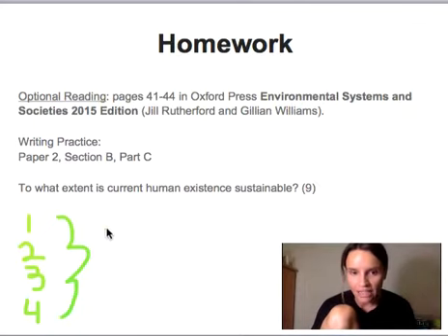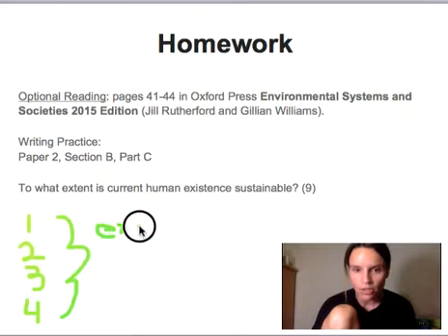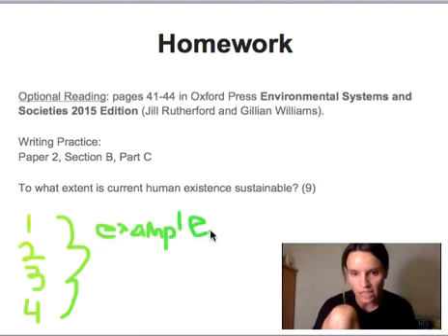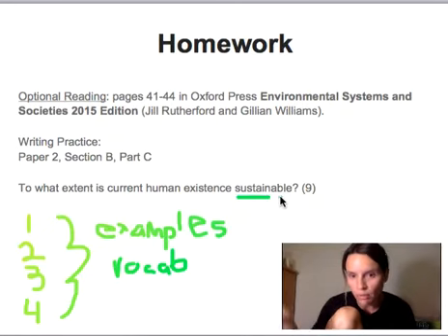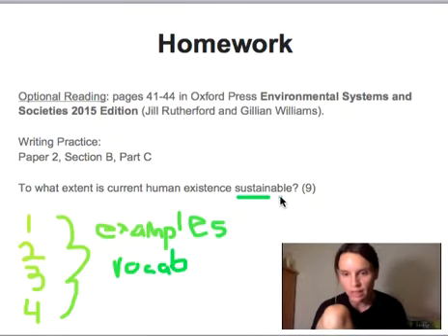In that essay, you should be giving specific examples of what you're talking about. So you could talk about things like the Millennium Ecosystem Assessment. You could talk about specific examples of places that are or are not sustainable. And you should also be using succinct course vocabulary as much as possible. So you could define the term sustainable. You could talk about sustainable development. You could do all of those things through the course of your essay.